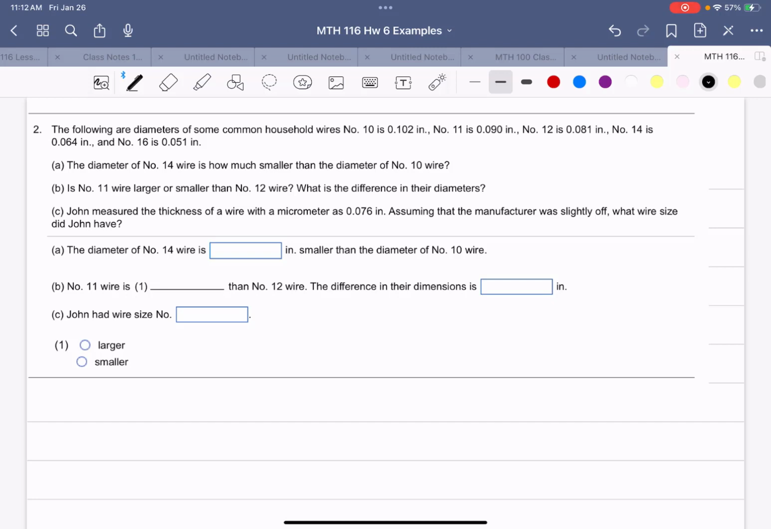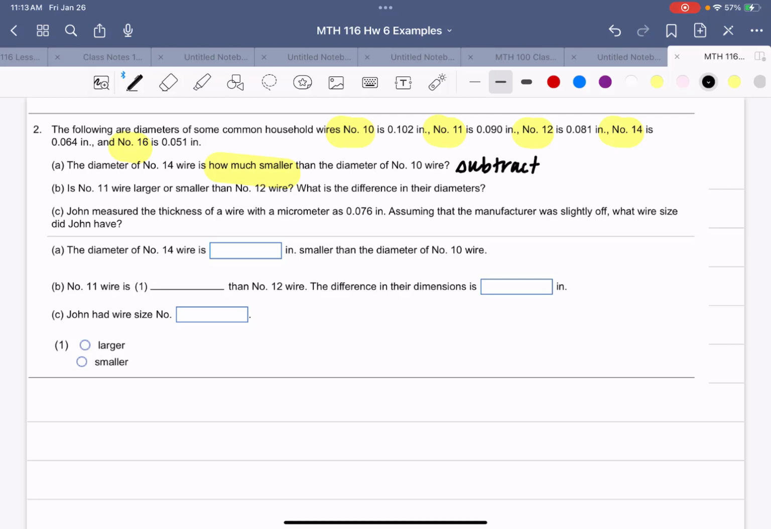Now, it's important to point out that the number of the wire is not a number that we will need to do anything with. Those are just descriptive numbers. So sometimes you'll have these extra numbers within a problem that are descriptive and they don't get added or subtracted or multiplied or anything like that. So they ask us in part A, the diameter of number 14 wire is how much smaller than the diameter of number 10. So this is telling us that we need to subtract.